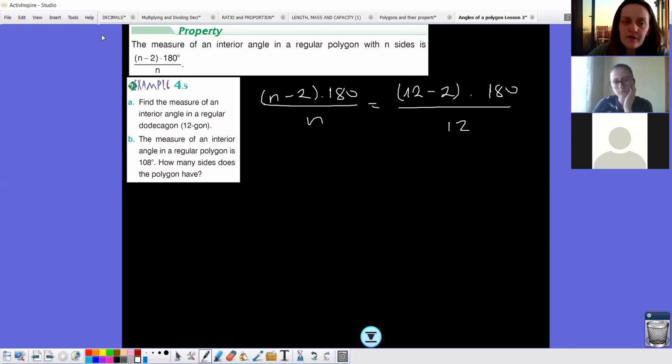You can do some simplifications. I can see that these are simplified by 6, both of them. It will be 30. This one will be 2. Oh, it's also divisible by 12, 15. So I have 10 times 15, which is 150. So the measure of one angle in a regular dodecagon is 150 degrees.